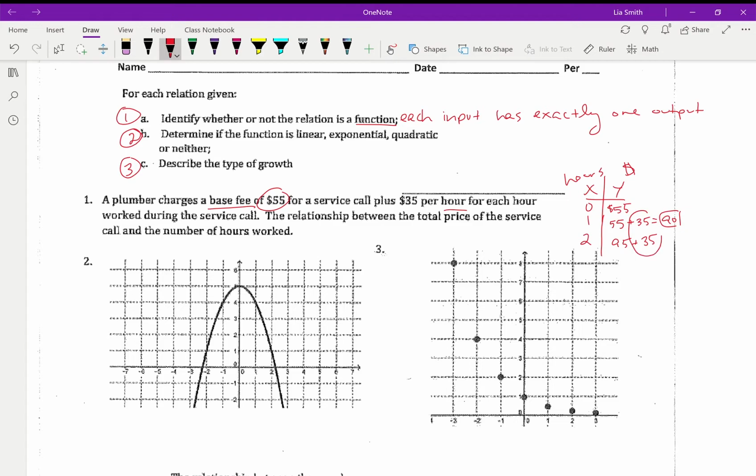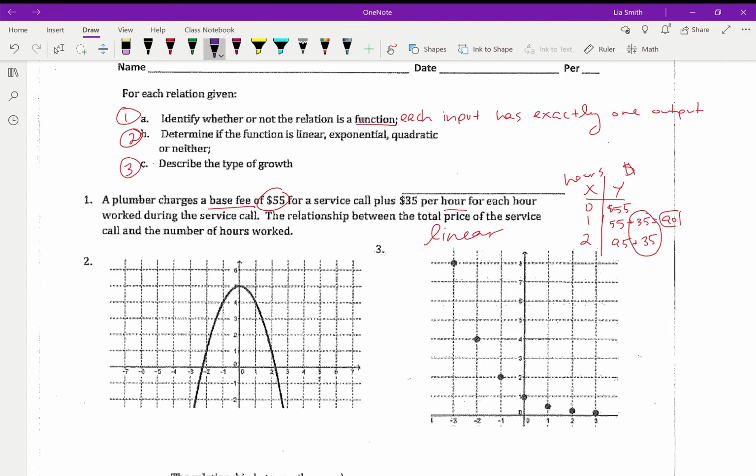So already right there, are you seeing a common difference? So is this a function? Yes, because a 5-hour plumber visit is never going to cost the same as an 11-hour plumber visit. And what kind of function is it? Linear, because you have this constant rate of plus 35 for every additional hour.